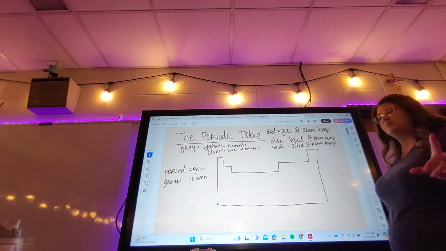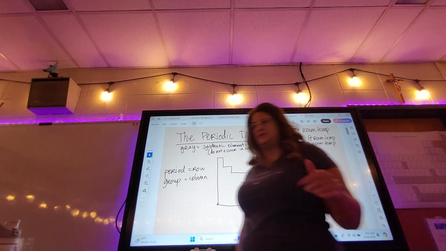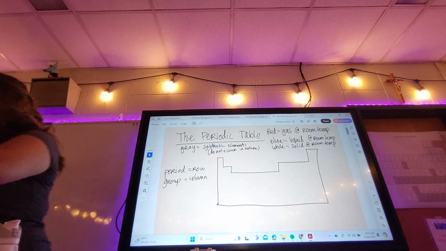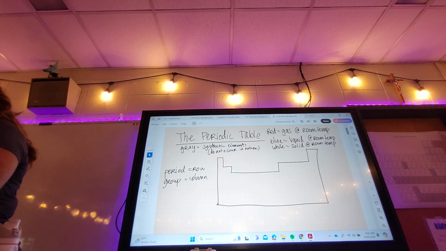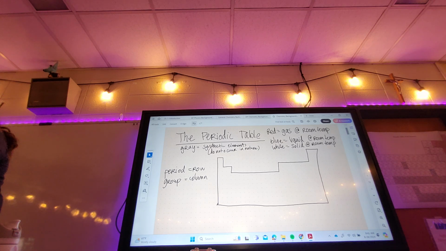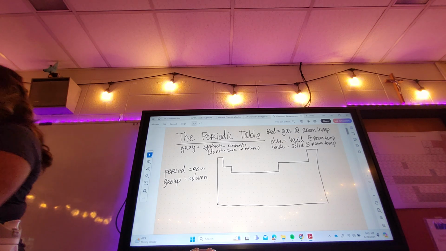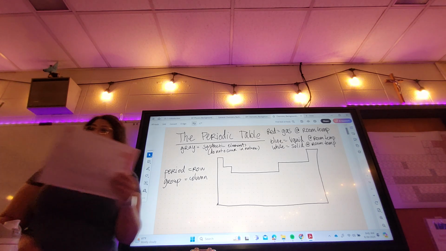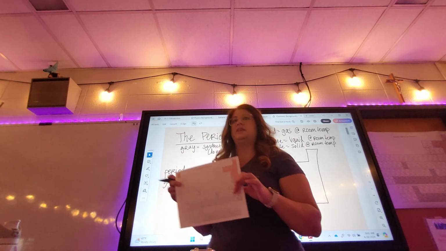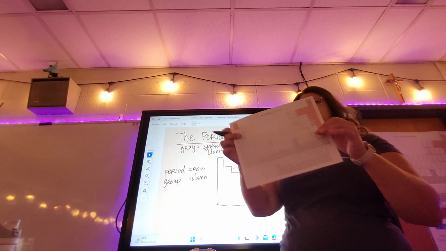Okay, so looking at your periodic table, you have a front and a back side. The front side says periodic table of the elements on it. That's the front. The back side says electronegativities and common oxidation states. That's the back. I want you to be looking at the front side that says periodic table of the elements.